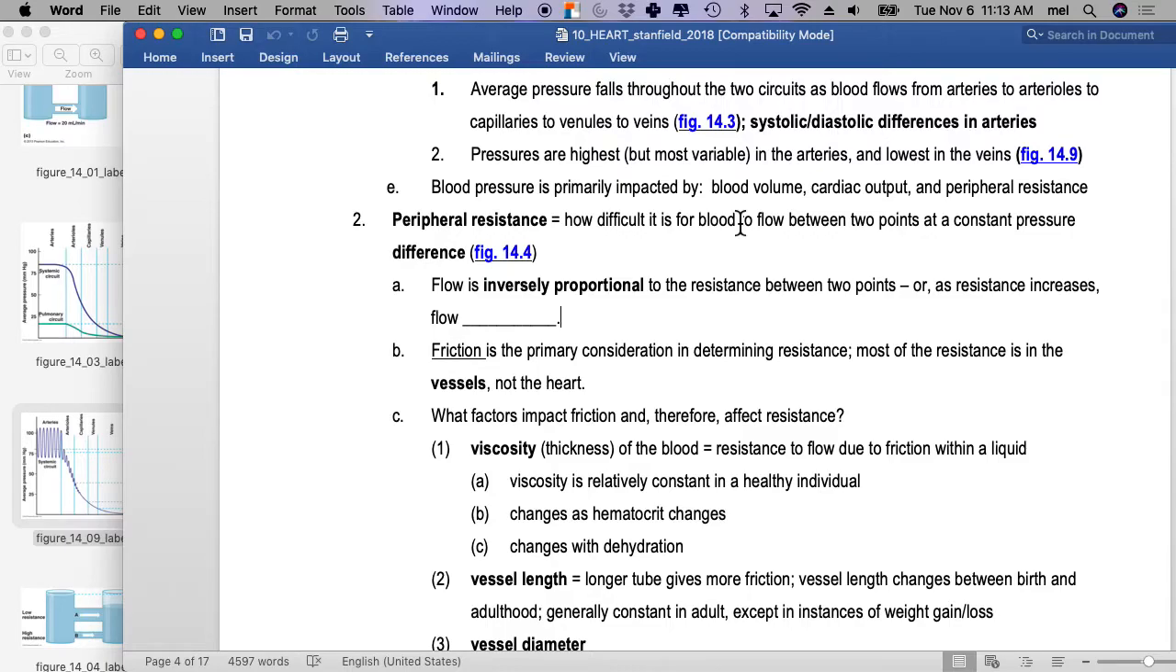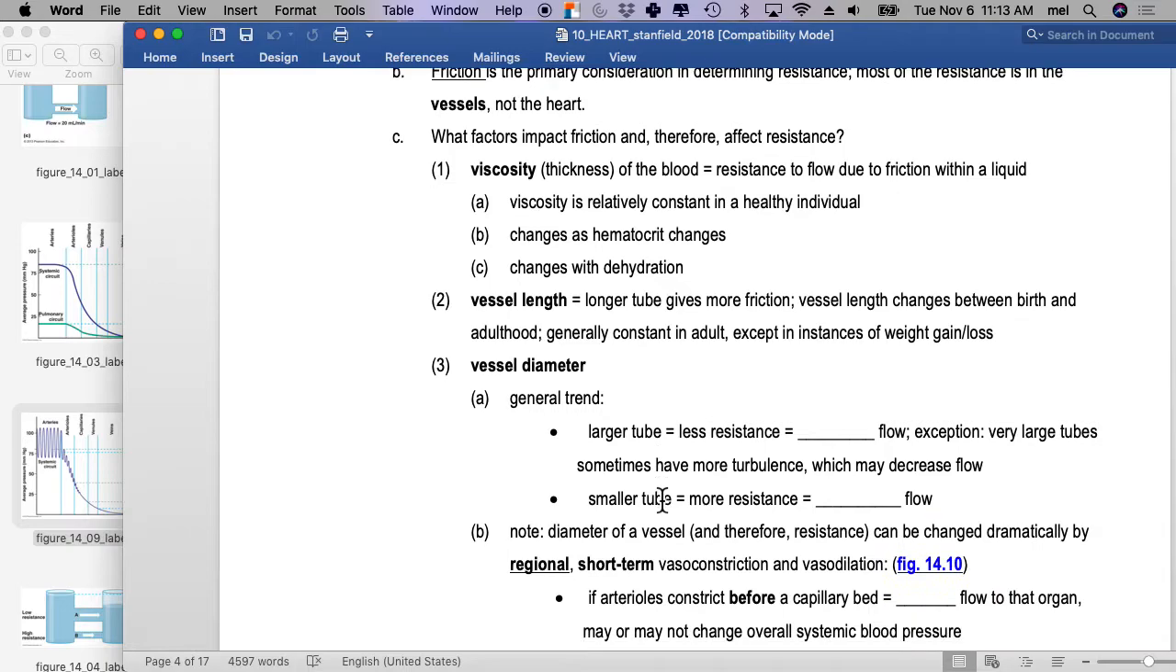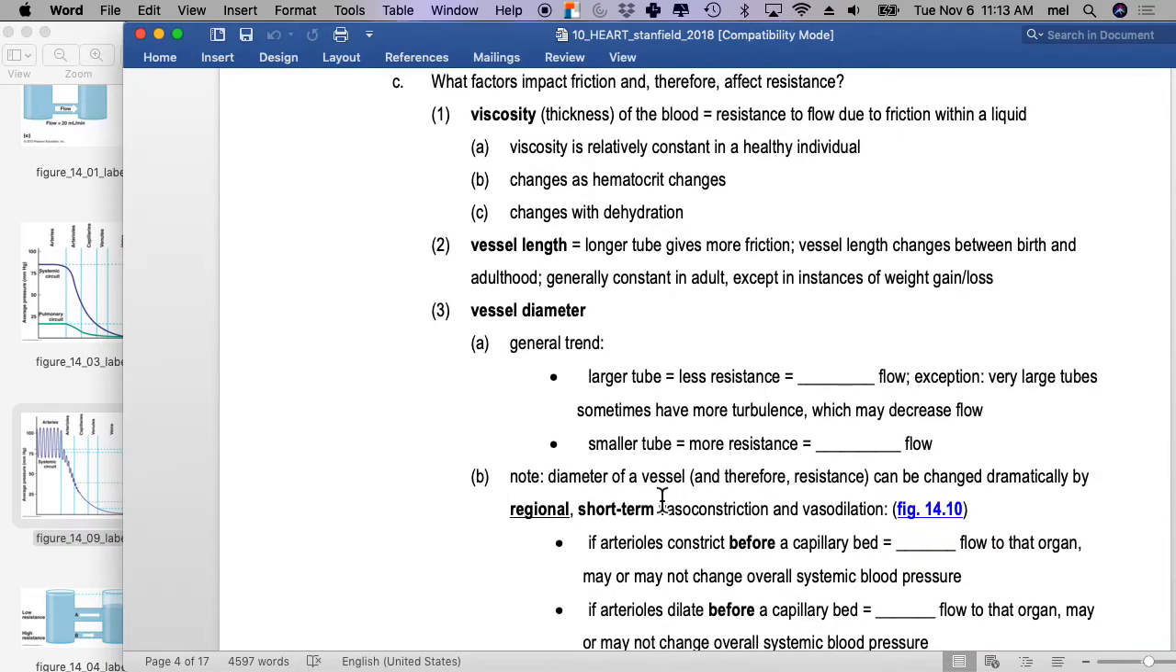So let's predict it just based on this. Flow is inversely proportional to the resistance between 2 points, or as resistance increases, flow does what? Yeah, flow decreases, right? Does that make sense? So the primary determinant of resistance is friction. So let's think about the things that could increase friction. What factors impact friction and therefore impact resistance?